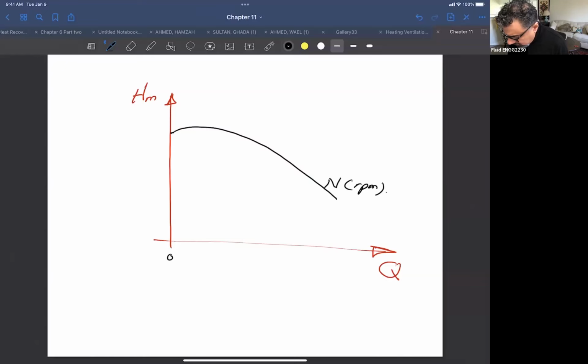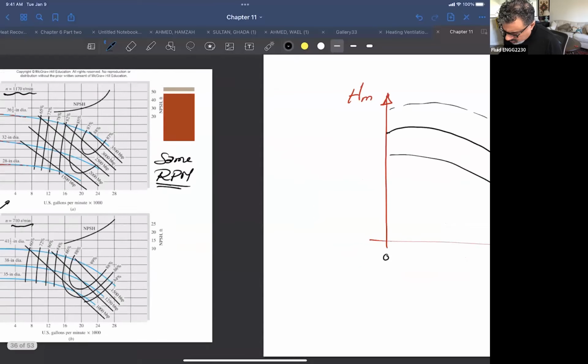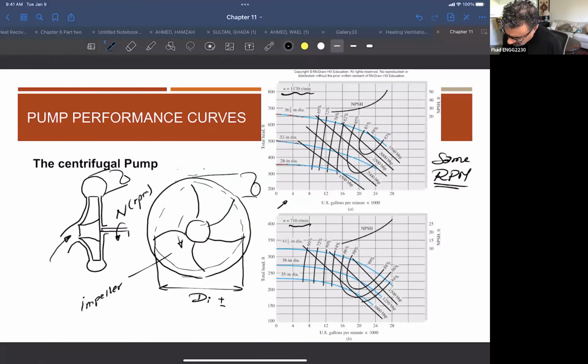If you change the speed, you will see this curve here. So this is N1, let's say, and this is N2, which is less than N1. And if you change the speed higher, so N3 here is greater than N1, right? So the more you change the speed, the performance curve, or the relation between the manometric pressure and the flow rate, changes, right?